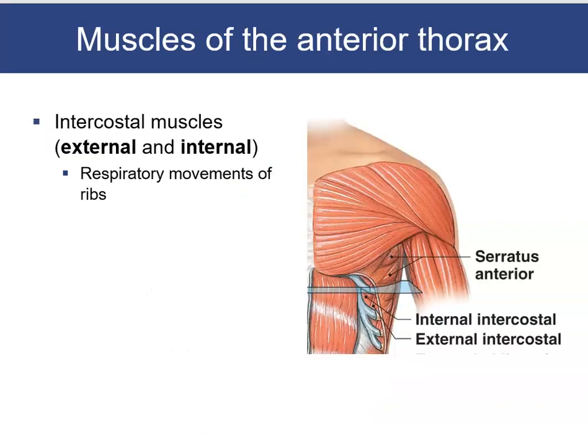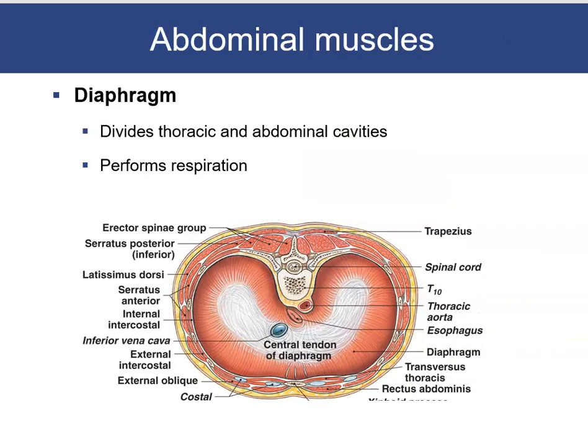Muscles of the anterior thorax. We have the intercostal muscles here. There are the external and the internal intercostals. These are involved with respiratory movements of the ribs, and we'll come back to these muscles in more detail when we do respiration. Abdominal muscles. The diaphragm. This muscle divides the thoracic and the abdominal cavities. And this is also your main muscle of respiration. 75% of all breathing involves nothing more than the diaphragm.